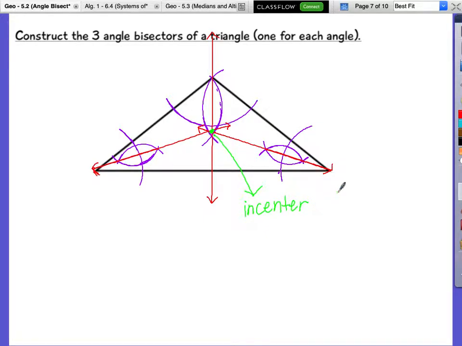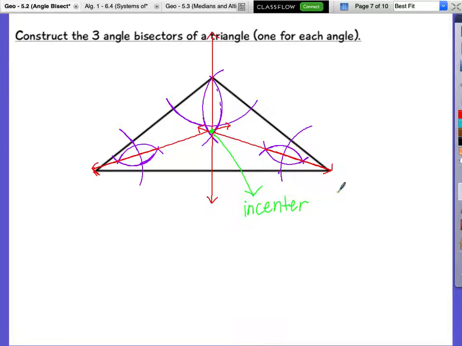I want you to write this. It would be helpful if you have a different color to use, but if not, just manage it with your pencil. I wrote it all in caps. That's called our incenter. So wherever they intersect, it will be the incenter.